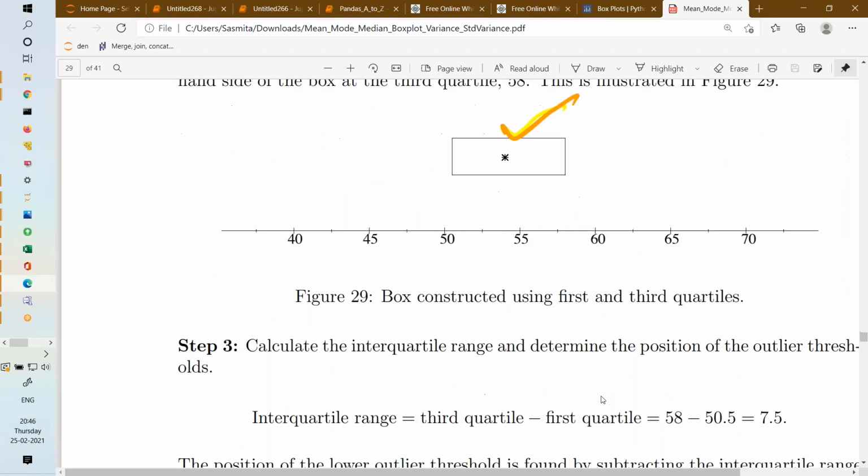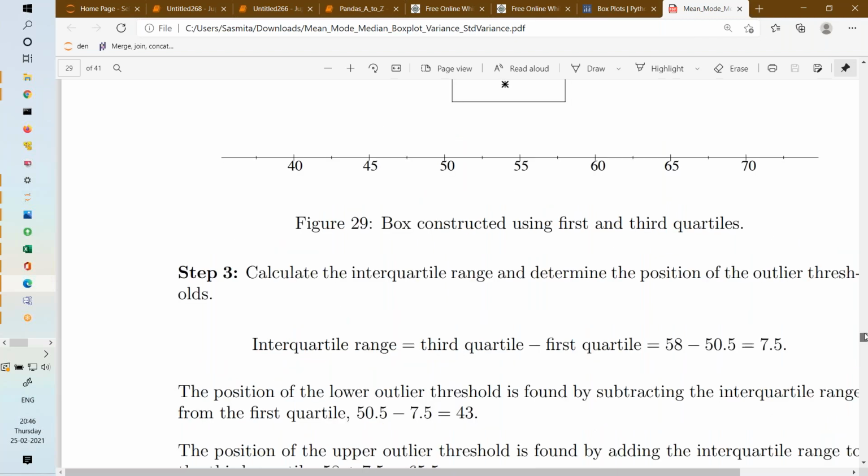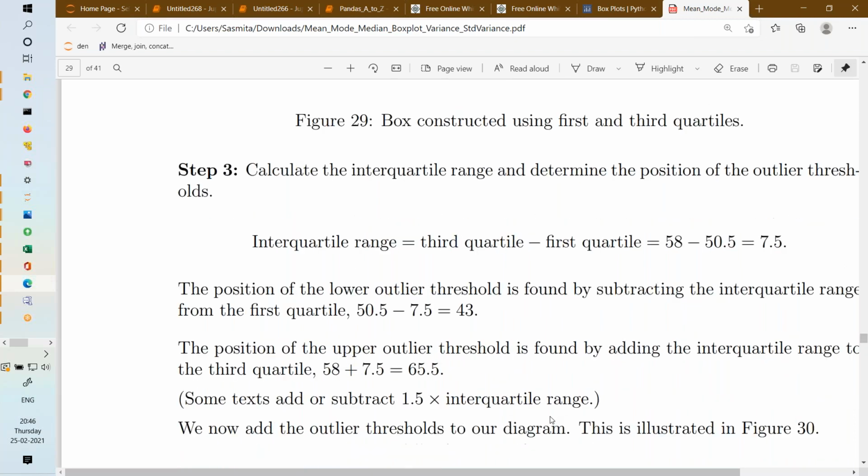So what is my interquartile range coming? 7.5. Now you can see here first quartile minus 7.5. I was taking from median. Actually in this case it is taking from the first quartile and third quartile plus and minus IQR. So 50.5 is the first quartile minus interquartile range IQR, and then the third quartile 58 plus the IQR, interquartile range. IQR full form is interquartile range. Right, and then you can see the boundary is 43 and 65.5.